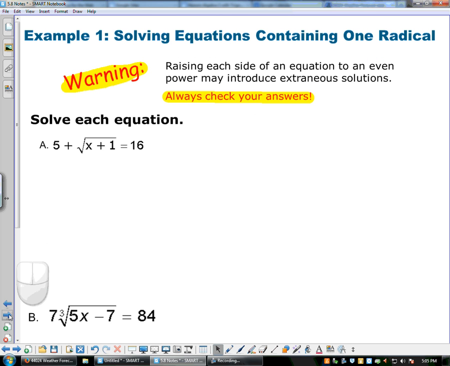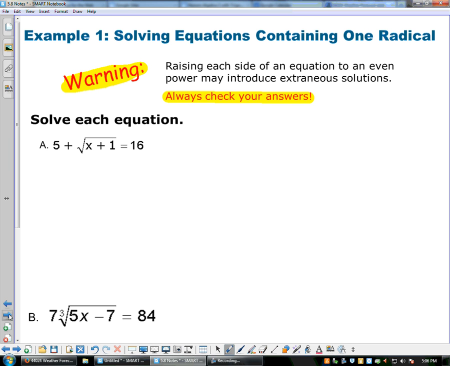All right, let's take a look at this first example. Example 1 is solving equations containing one radical. Warning! Raising each side of an equation to an even power may introduce extraneous solutions, so it's very important to always check your answer. So let's take a look at this first example. Get this one written down in your notes.